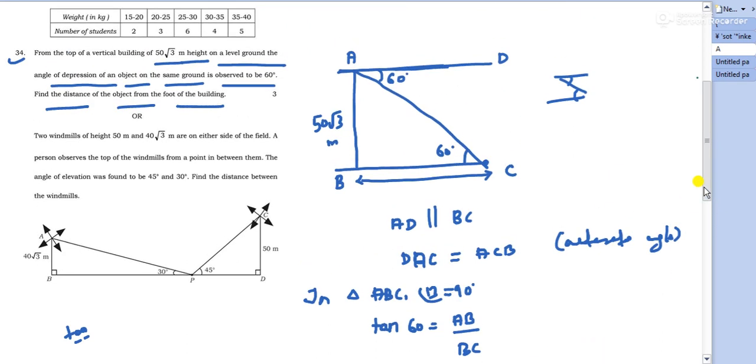Now what is that 50 meter? It is the distance of the object from foot of the building. So this question is very simple. You can solve this in your exam if you get it. Now moving to the OR question also, I will be solving that too.